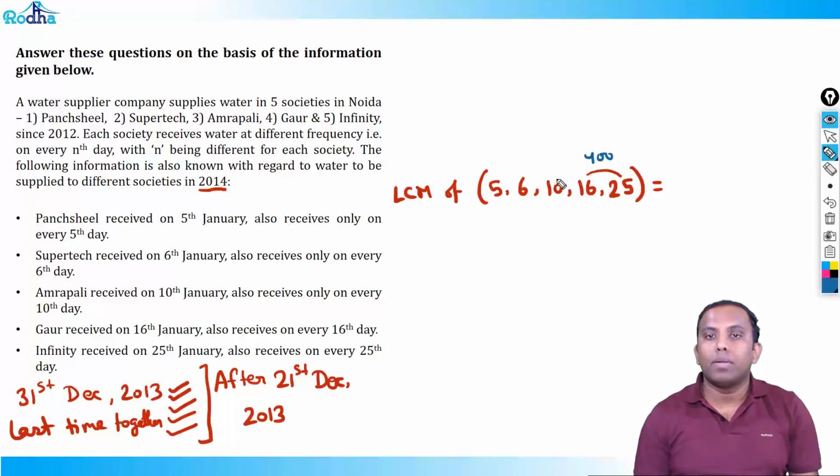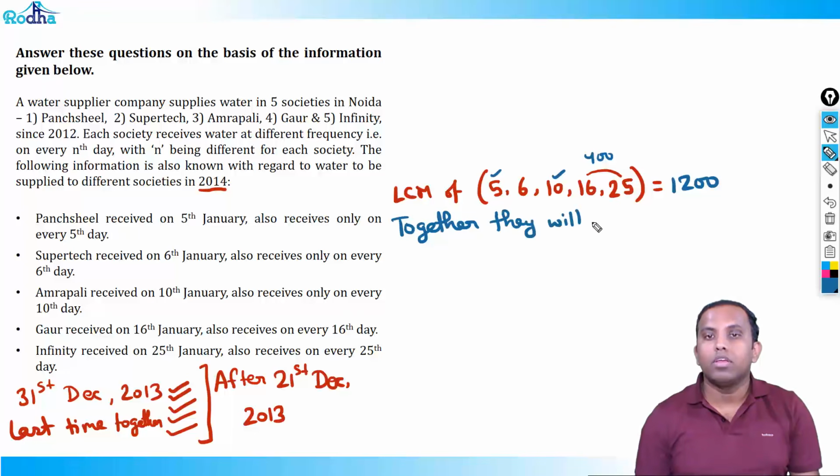So 400 is a multiple of 10 as well as 5. But 400 is not a multiple of 6. Right? So 6 is a multiple of 3. So 3 and 400, what is the LCM? 1200. So LCM is 1200, right? That means they will receive water together.